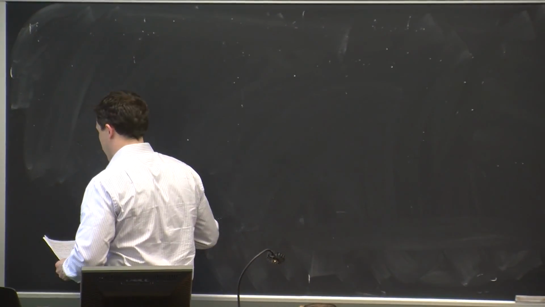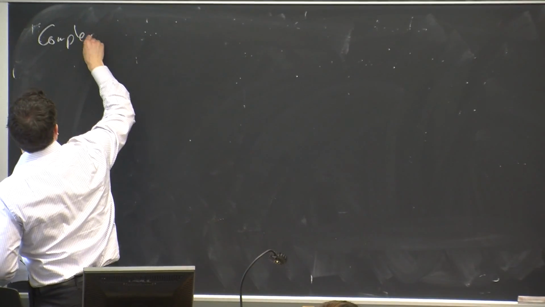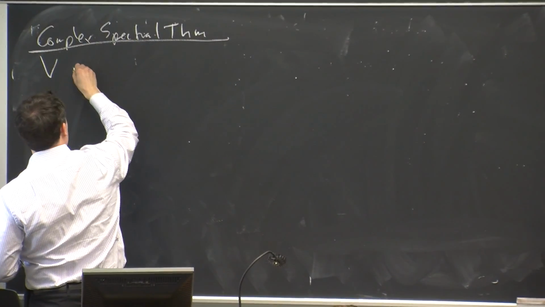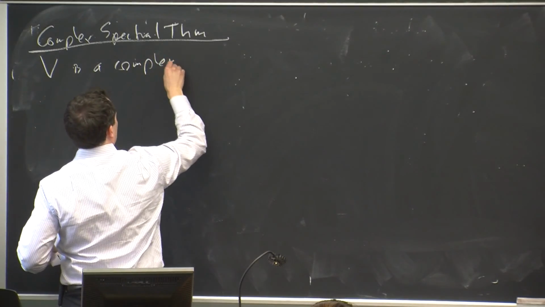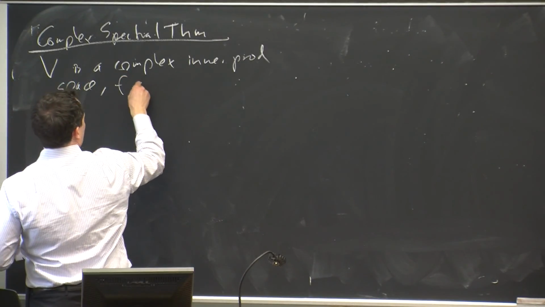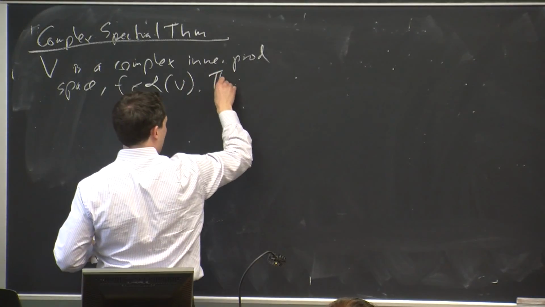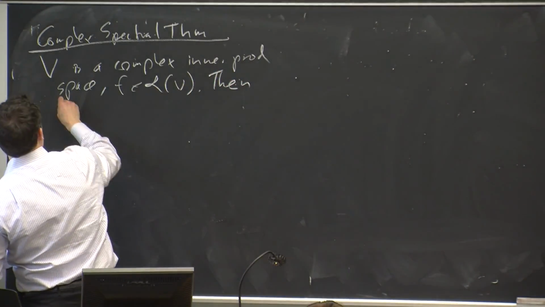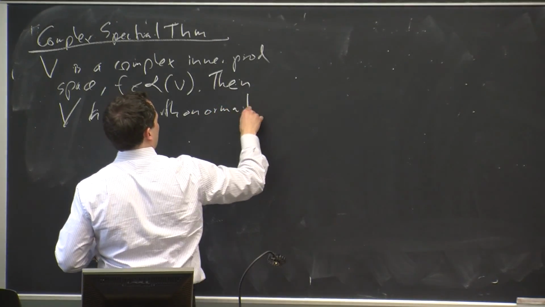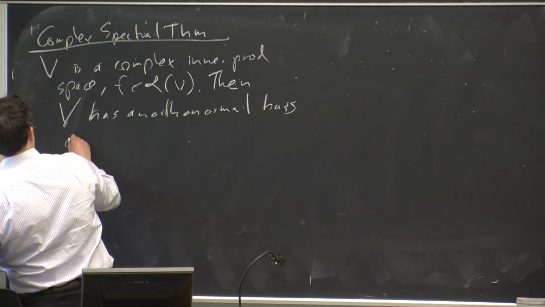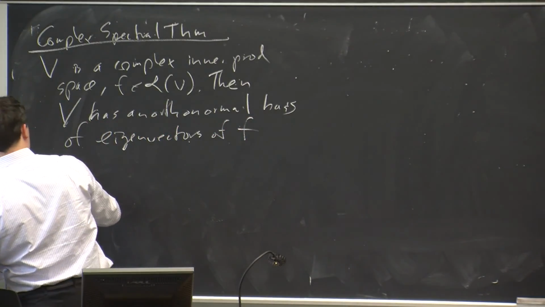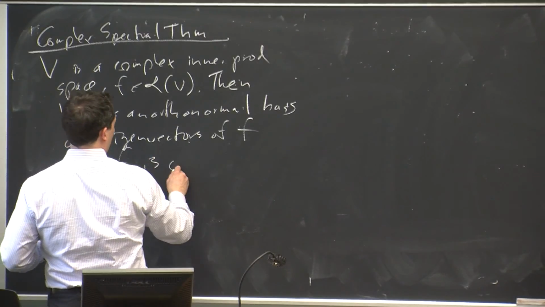So the complex spectral theorem says that if V is a complex inner product space, F is a linear operator on V, then V has an orthonormal basis consisting of eigenvectors of F if and only if F is normal.